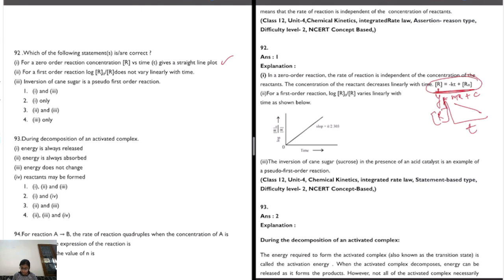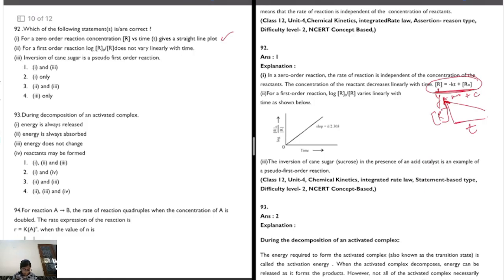And this is what we get. This would be the intercept here. It would be the straight. I'll just make it straight. Okay. And see, in the second point, it varies linearly. You can see in this graph, it is a straight line, that is, it is varying. So this statement is wrong. An inversion of cane sugar is a pseudo first order reaction.